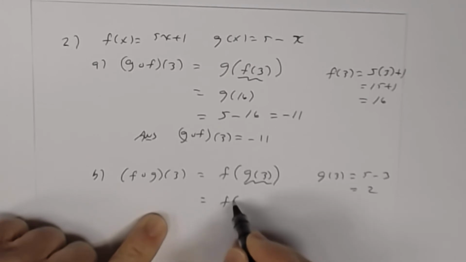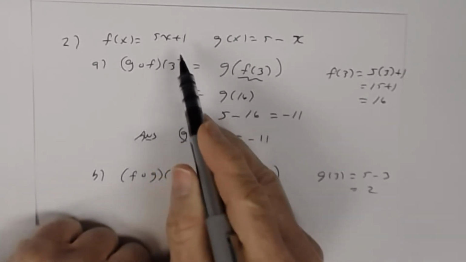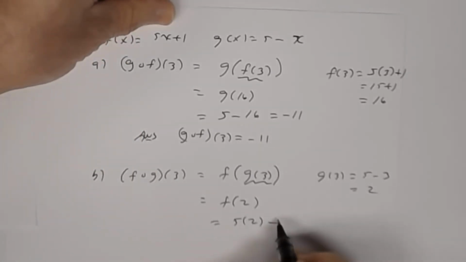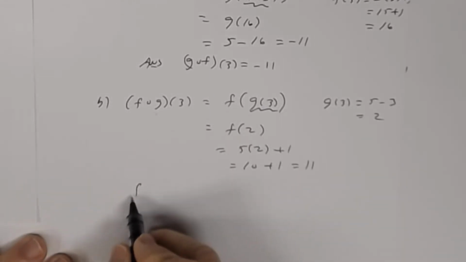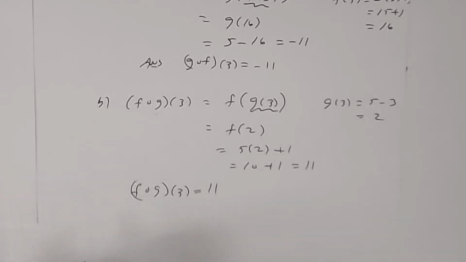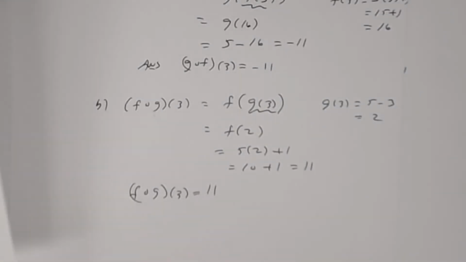So this becomes 2 right here. So now I've got to find f of 2. So now I go to my function f, and wherever we see the variable x, I substitute 2. So this becomes 5 times 2 plus 1. So 10 plus 1, which is 11. So f composed with g at 3 is equal to 11.